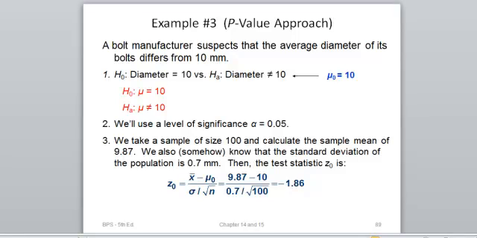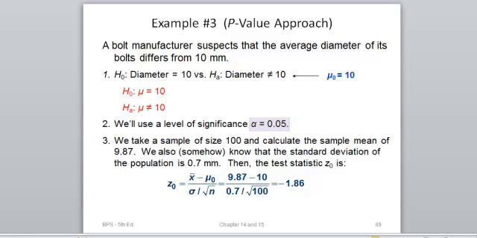To get the null and alternative hypothesis, we begin by saying the bolt diameter is 10 millimeters. We're trying to show that it's different from that. So it's a two-tailed test, that mu just doesn't equal 10 millimeters. Our significance level is 0.05. If you don't see it, then that's what we assume it to be.